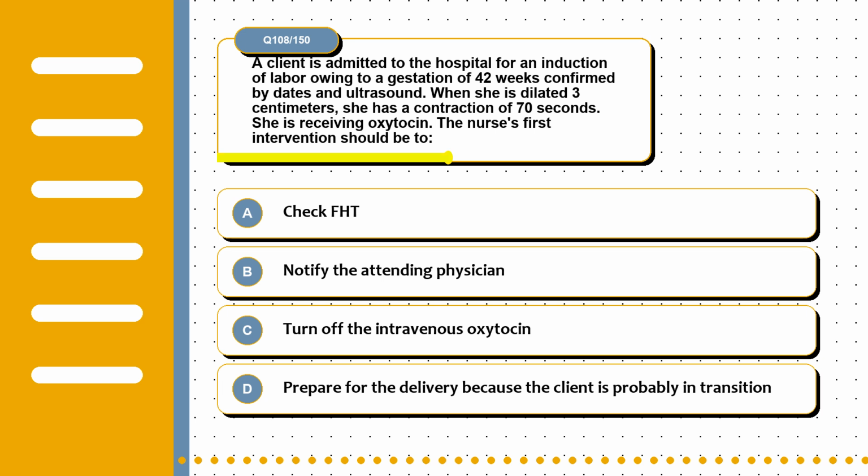Here are the options. Option A. Check FHT. Option B. Notify the attending physician. Option C. Turn off the intravenous oxytocin. Option D. Prepare for the delivery because the client is probably in transition.